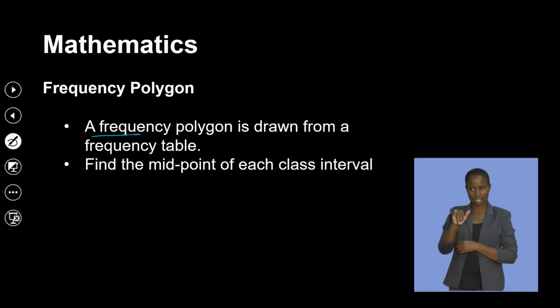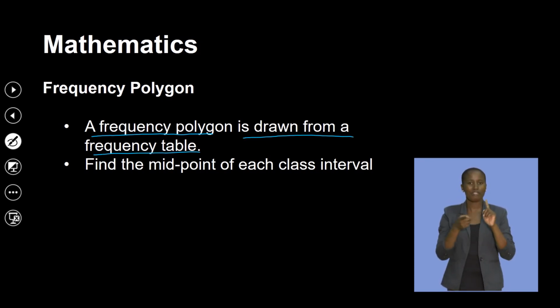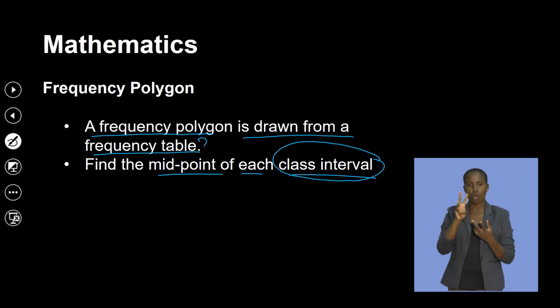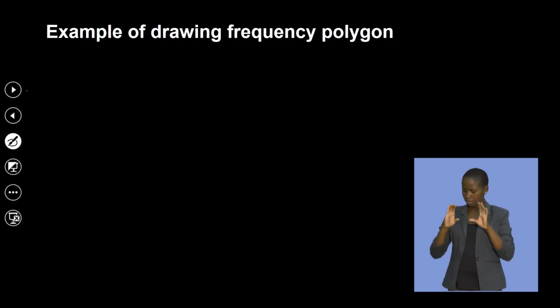A frequency polygon is drawn from a frequency table. We know what a frequency table is, which is class and frequency. Frequency, which we get from tallies, from counting. We're going to find the midpoint of each class interval. And remember that the class interval is when we group raw data into class intervals. That's what we're going to do.